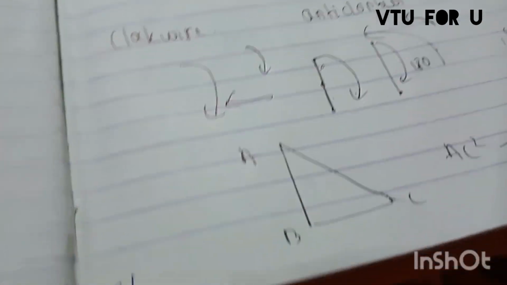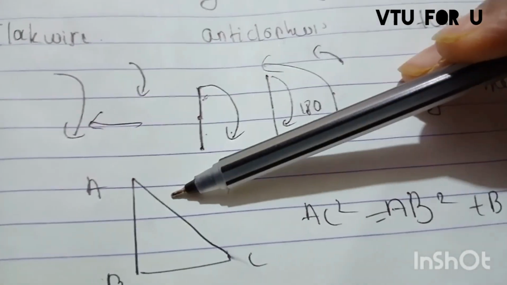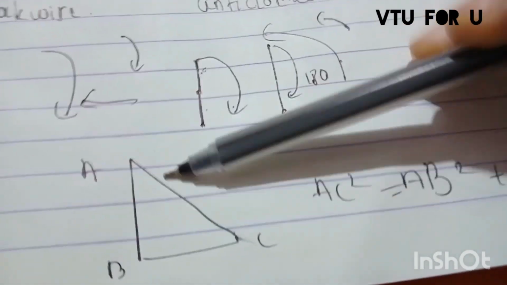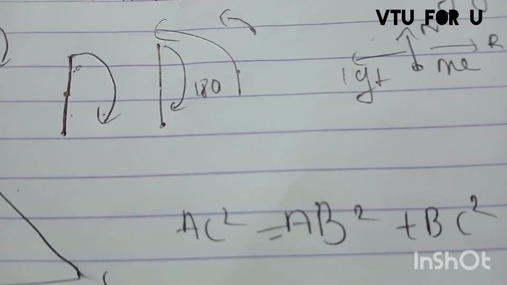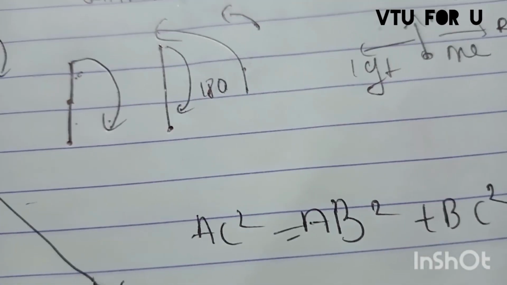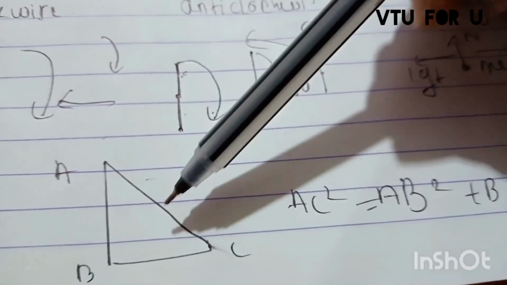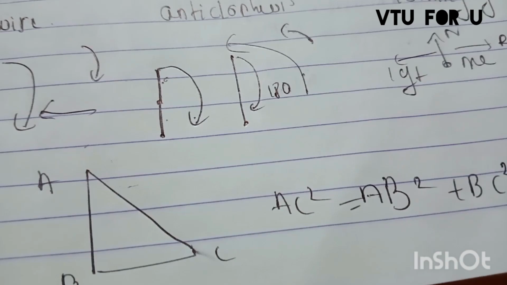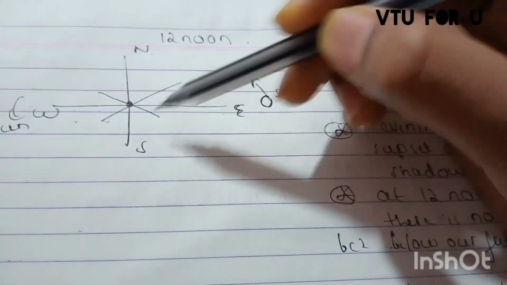Okay guys, next, the most important thing to remember is this triangle. It is a right angle triangle, where it has A, B, C, and the most important formula: AC square is equal to AB square plus BC square, which will help you to find out the hypotenuse in most of the questions easily.